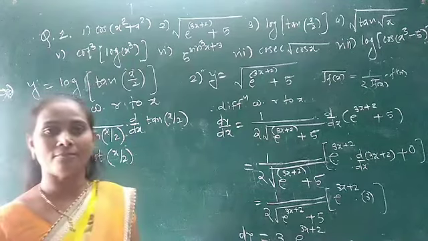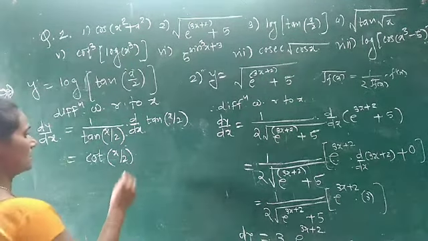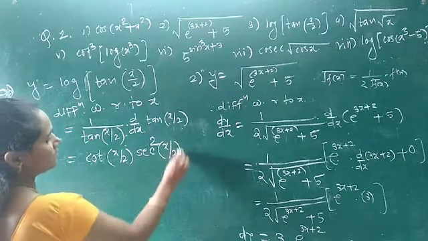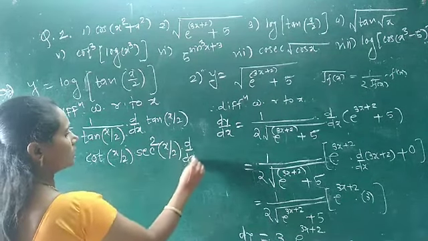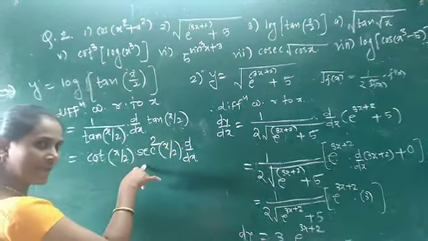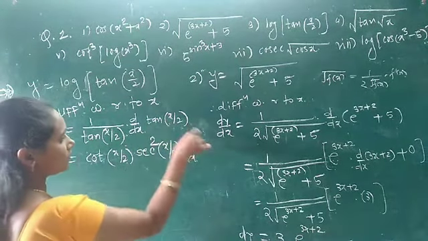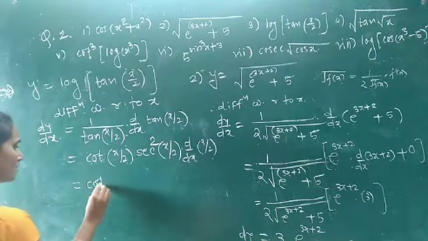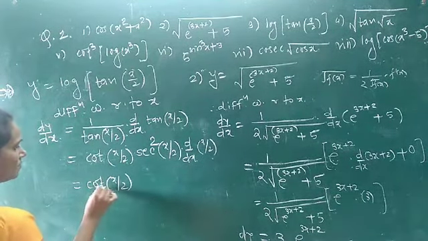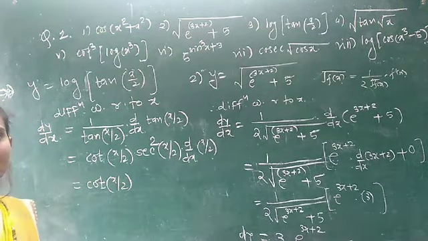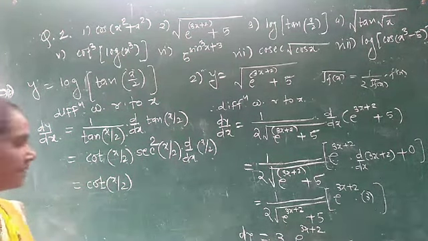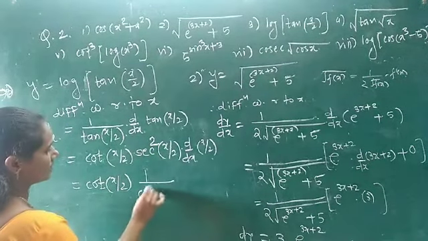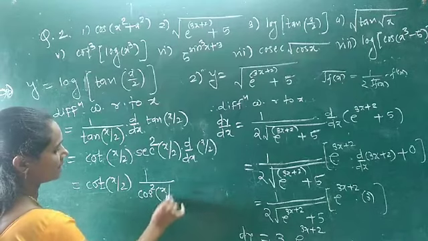Now the derivative of tan x by 2. The derivative of tan f of x is sec square f of x. The derivative of tan is sec square. So sec square of x by 2 into the derivative of x by 2. Now this cot x by 2 as it is. Now we know that sec theta is 1 upon cos theta. So instead of sec square we write 1 upon cos square x by 2.